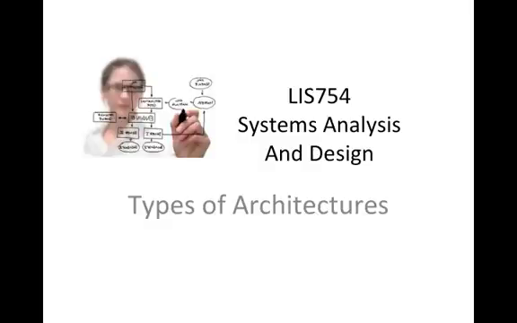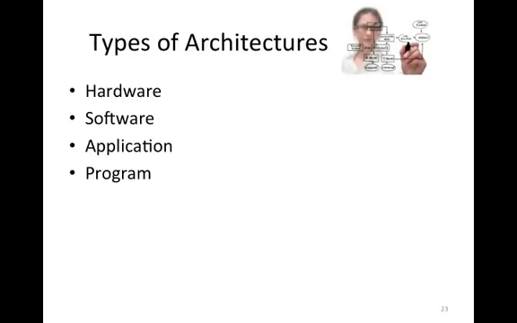Welcome to LIS754 Systems Analysis and Design, and in this session we are going to talk about the different types of systems architectures. There are primarily four types of architectures that we can talk about: hardware, software, application, and program. We are going to primarily talk about software and application architectures.